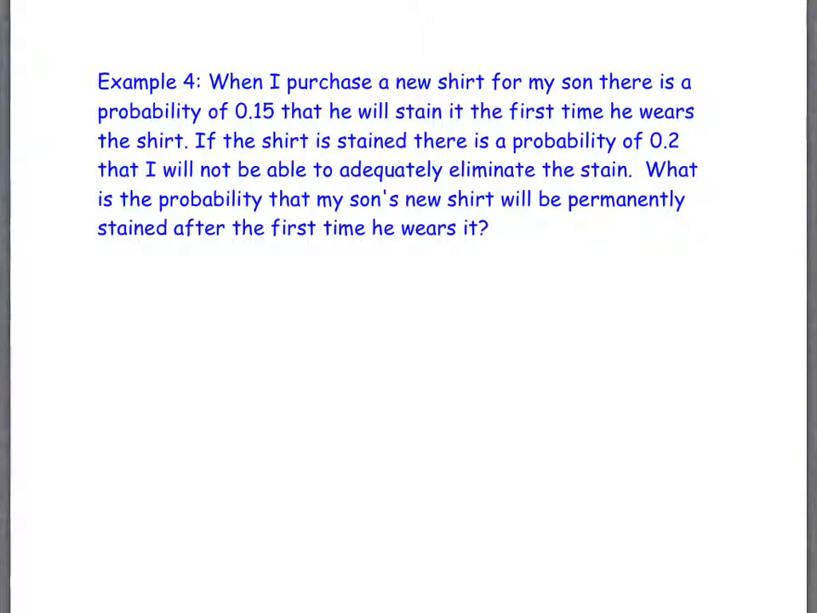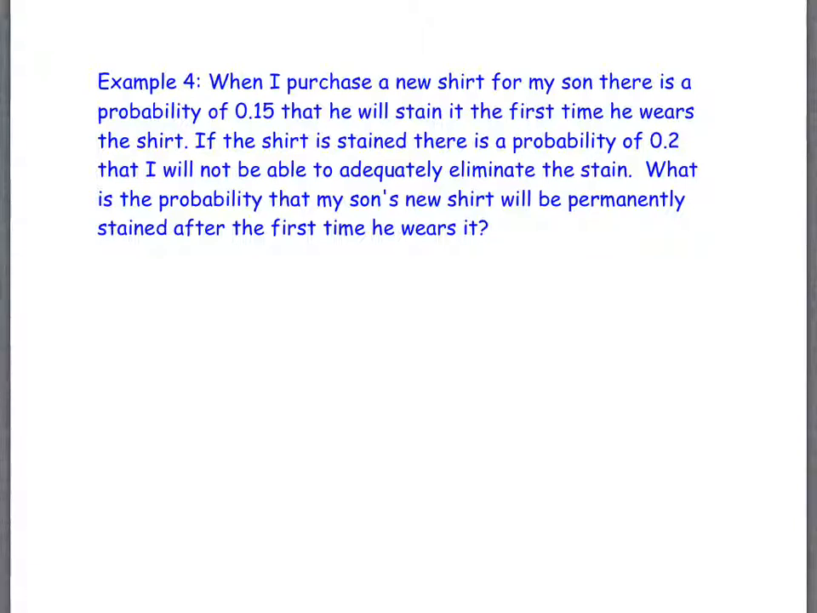Example number 4. When I purchase a new shirt for my son, there's a probability of 0.15 he will stain it the first time he wears the shirt. And if he goes to school, that percent has got to be higher, because then he eats at school. If the shirt is stained, there is a probability of 0.2 that I will not be able to get the stain out. What's the probability that my son's new shirt will be permanently stained the first time he wears it?